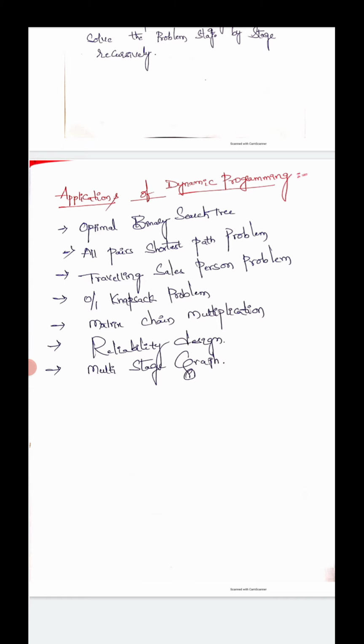There are several applications of dynamic programming, but in our curriculum we need to study only 5 applications coming under the concept of dynamic programming. They are optimal binary search tree, all pairs shortest path problem, traveling salesperson problem, 0/1 knapsack problem, and finally multi-stage graph. By using dynamic programming, we can solve these problems.